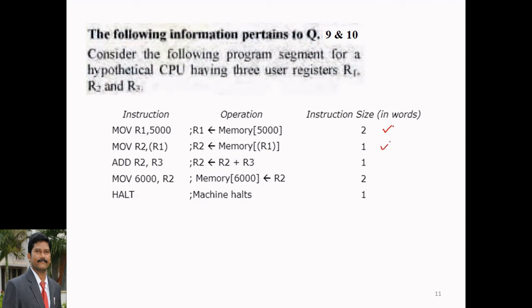That takes 1 word. Add R2 comma R3: R2 plus R3 is stored in R2, the destination register, and it takes 1 word. Move 6000 comma R2: the R2 result is moved to memory location 6000, which takes 2 words. And halt: the machine halts, and it takes 1 word. So this program is given, and we go for question number 9.